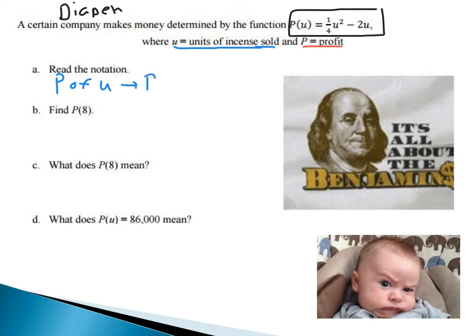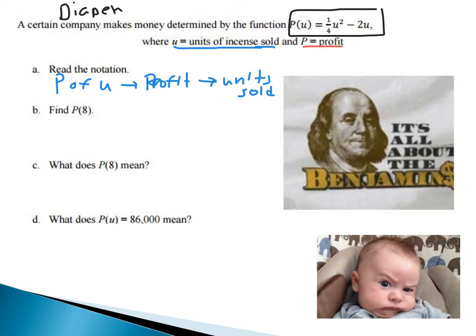It tells me the profit based on the units sold. Sorry about my handwriting, kiddies. Oh my gosh, it's terrible. Okay, talk about P of U. My profit is going to be based off the number of units I sell. So let's say I give you P of 8.